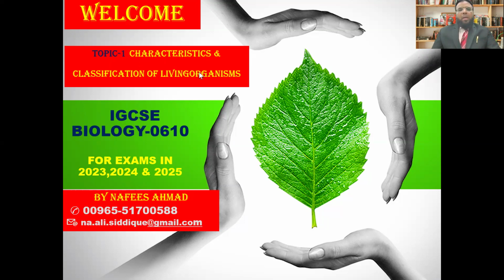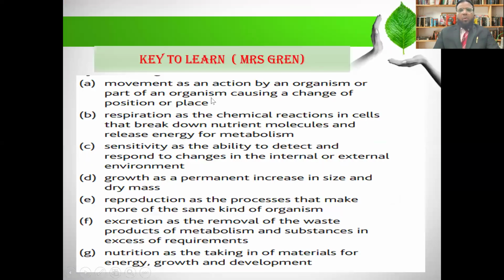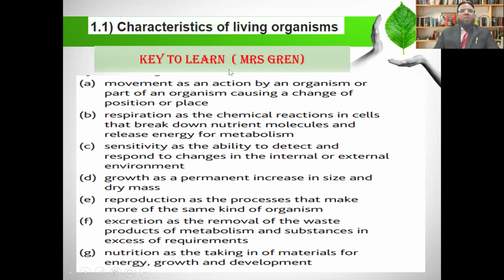So let me show you the slide where you are going to find the 7 characteristics of life, and you will see that the first one is movement. What is movement? Movement is an action by an organism or a part of an organism causing a change of position or place. So this is what we call movement.